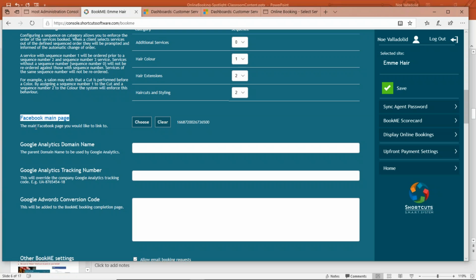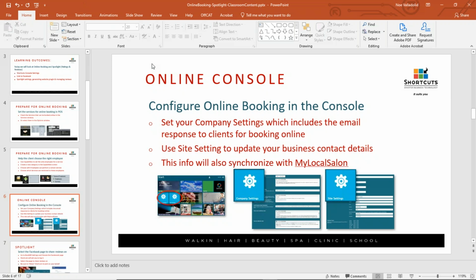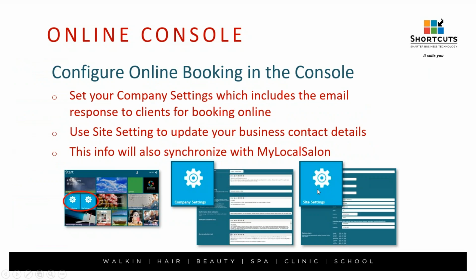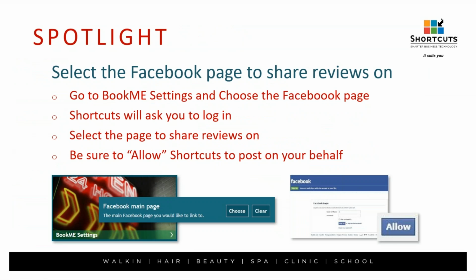And Facebook main page. Now, this is important, not necessarily for putting a link for online booking in Facebook, which you can do. What this is designed for is if you're using spotlight surveys from Shortcuts, and you get a really nice customer survey. This is how we tell Shortcuts, okay, if I really like this survey and I approve it, I want you to post it on this Facebook page. Right? So let's go back to our slideshow. I actually showed you the specific places in the console that you should go to make those adjustments. I mentioned that if you want to share surveys in Shortcuts to your Facebook page, your actual company page, you would configure that in the Book Me settings.